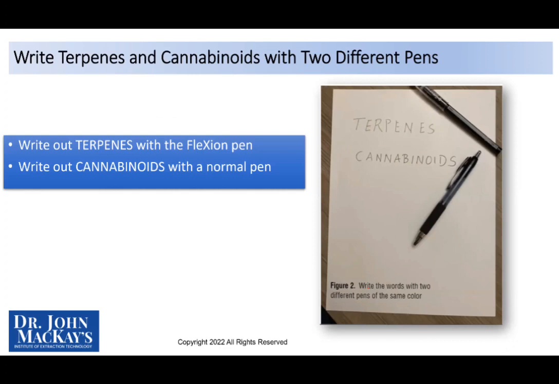The other one you can do is write terpenes, again with the Frixion pen, and write cannabinoids with a normal pen. Now, when you heat it, again, this part up here is going to go away because it's being heated, and the cannabinoids would stay, which is exactly what would happen if you're doing too aggressive of an extraction, or you're not caring about the terpenes and use plenty of heat. Then these will go away and they won't be in your final mixture. And that's another fun experiment to do.